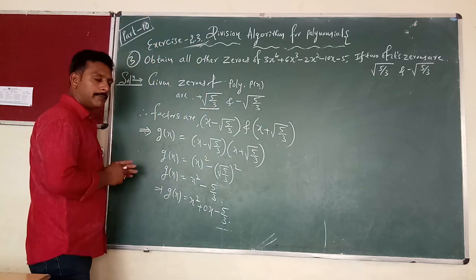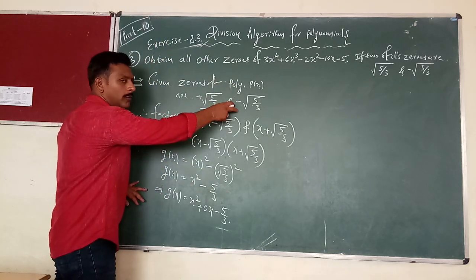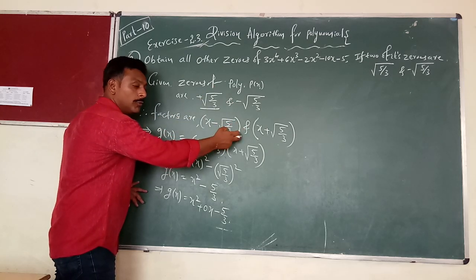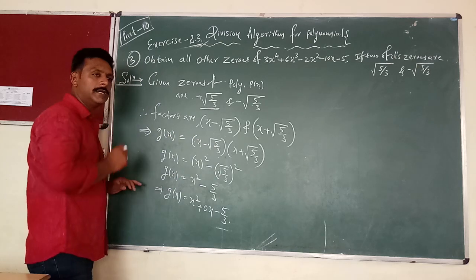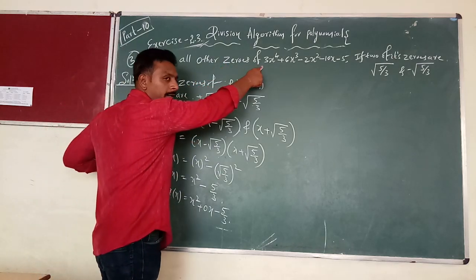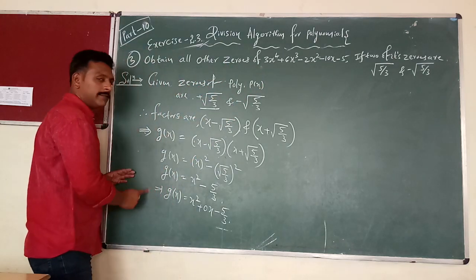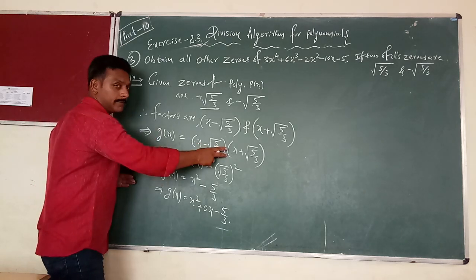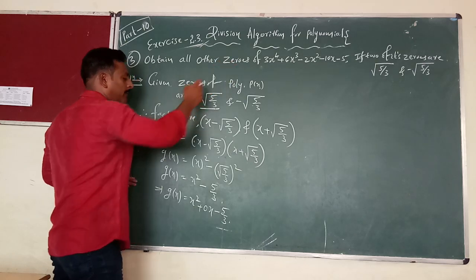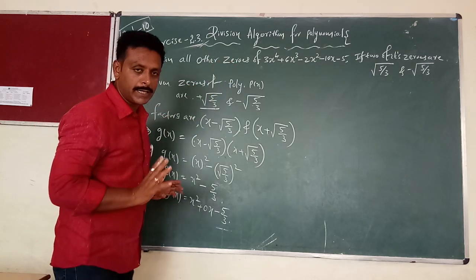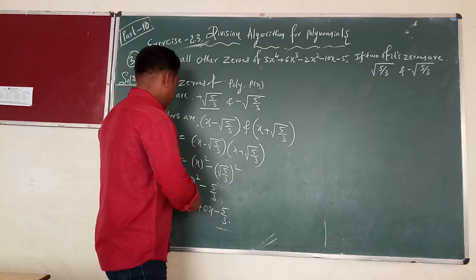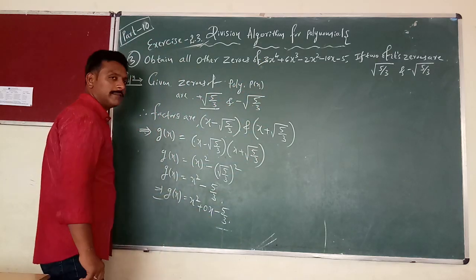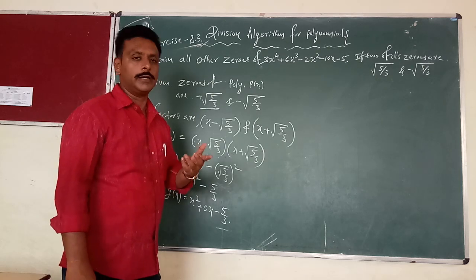तो हमने अब तक क्या किया, गिवन जीरो को फैक्टर्स में कन्वर्ट किया, फैक्टर में कन्वर्ट करने के बाद उन दोनों को मल्टीप्लाई किए तो वी विल गेट द g of x. This is p of x, dividend, g of x is a divisor. So as divisor is a factor, so when you divide p of x by g of x, definitely you will get remainder as a 0. So मैं अब क्या करूंगा, इस p of x को g of x से डिवाइड करूंगा, कैसे, लॉन्ग डिवीजन मेथड.